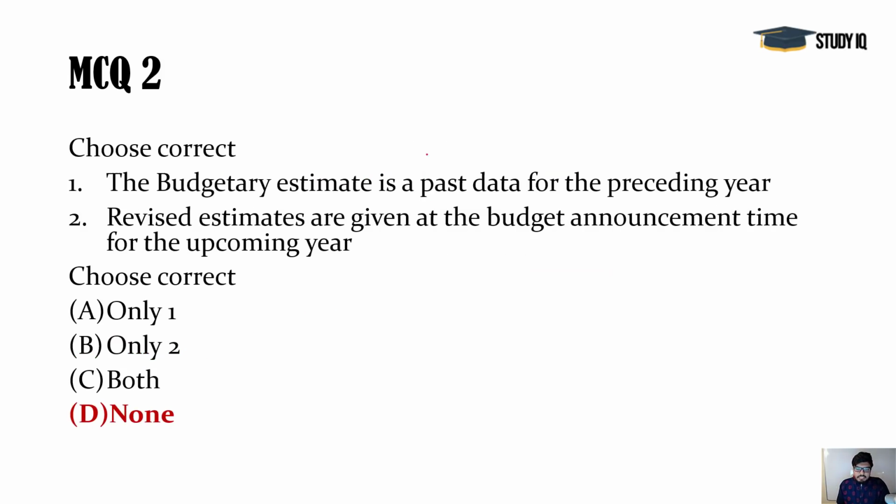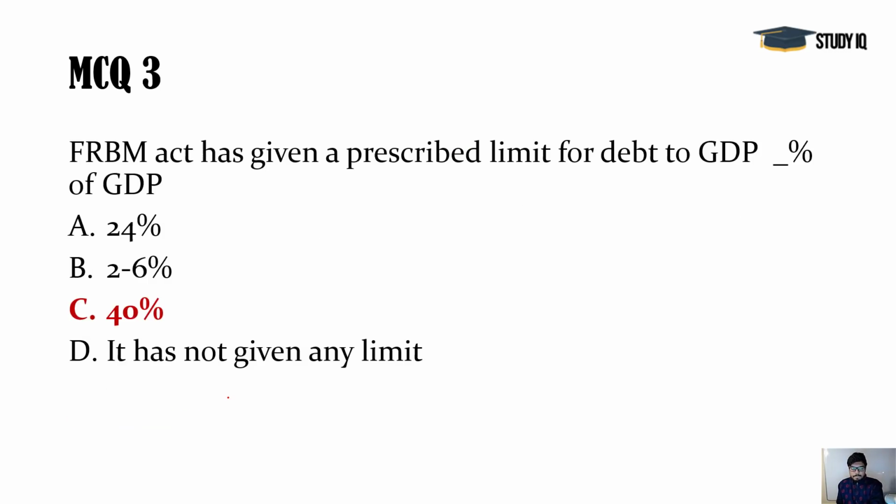Next, the budgetary estimate is past data. It is not past data, it is an estimate for the upcoming year. So that's why it is wrong. And the revised estimates are given at the budget announcement, not for the upcoming year. It is for the preceding year. Okay, the data come for the last year or the year before last. So first, second, third revised estimates keep coming. So D, none, would be the correct answer here.